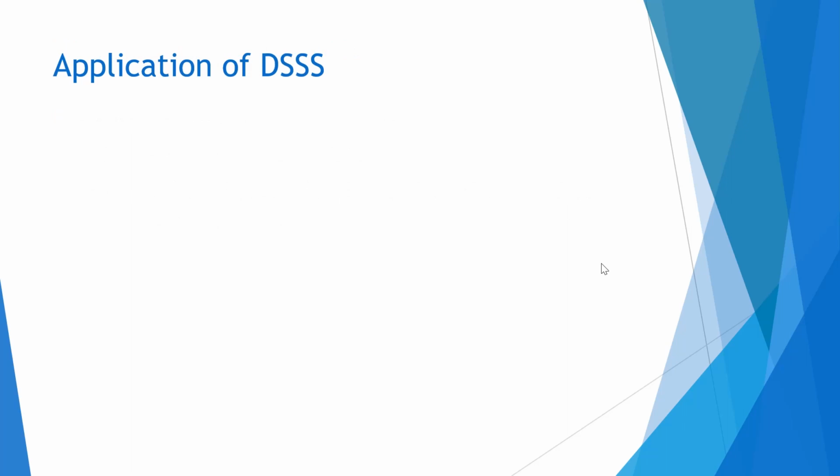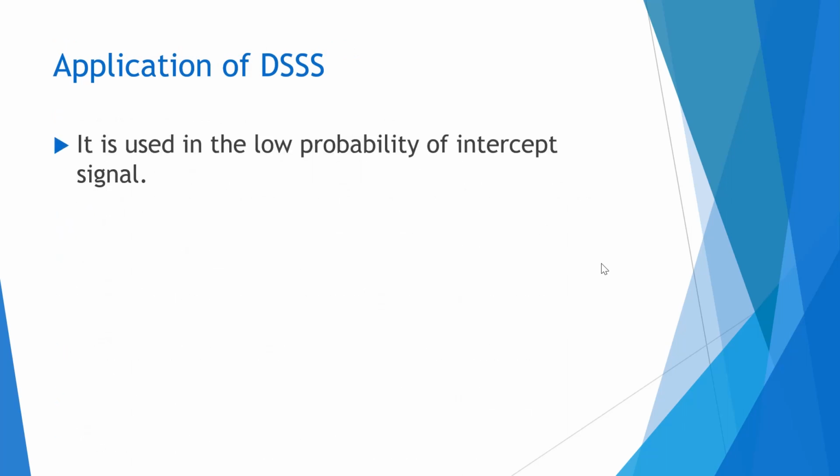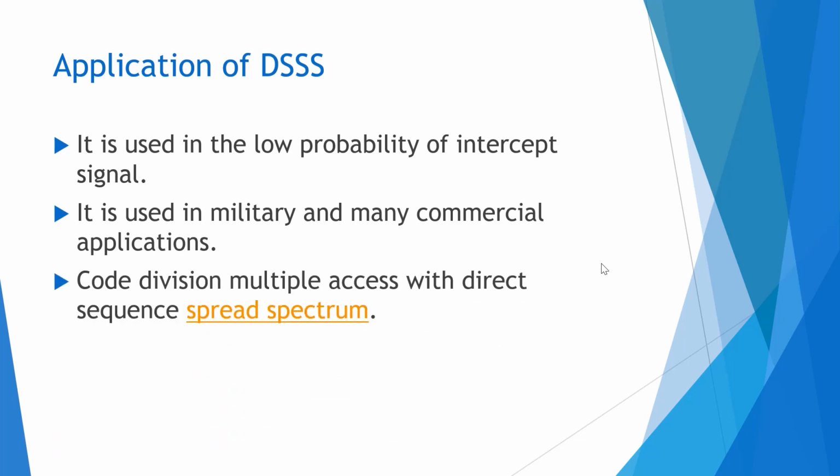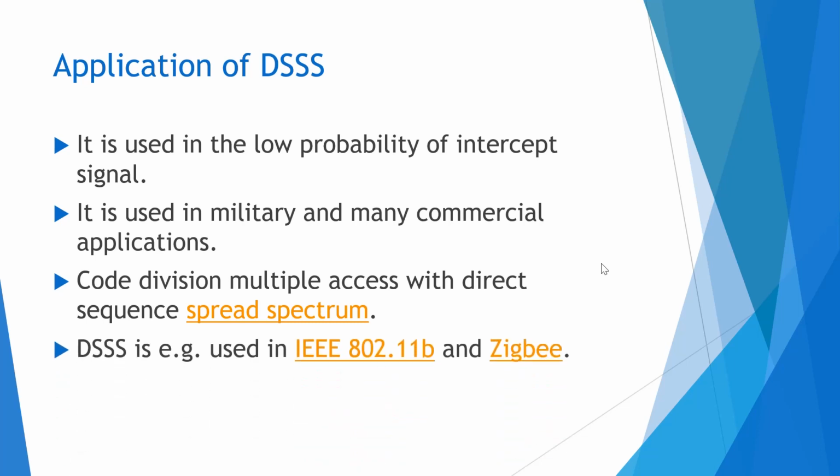The applications of DSSS BPSK: it is used in low probability of intercept signals. It is used in military and many commercial applications. It is used in code division multiple access with direct sequence spread spectrum, and it is used in IEEE 802.11b and ZigBee also. So these are the many applications of DSSS, and as I told you, the performance parameters are processing gain, which is nothing but the bandwidth of the spread signal to the bandwidth of the unspread signal, and the probability of error.